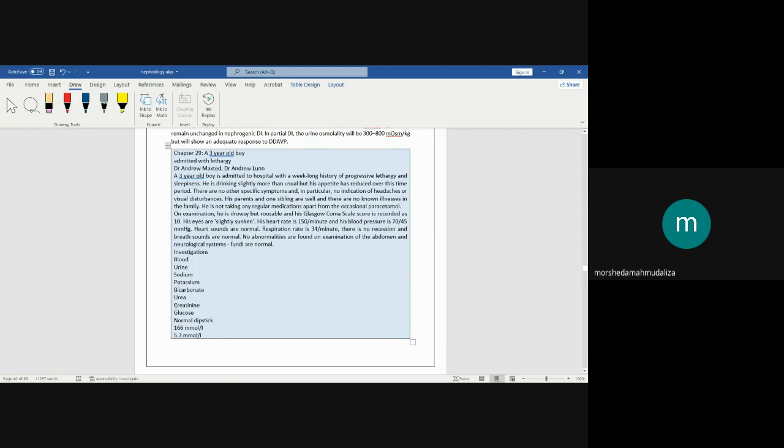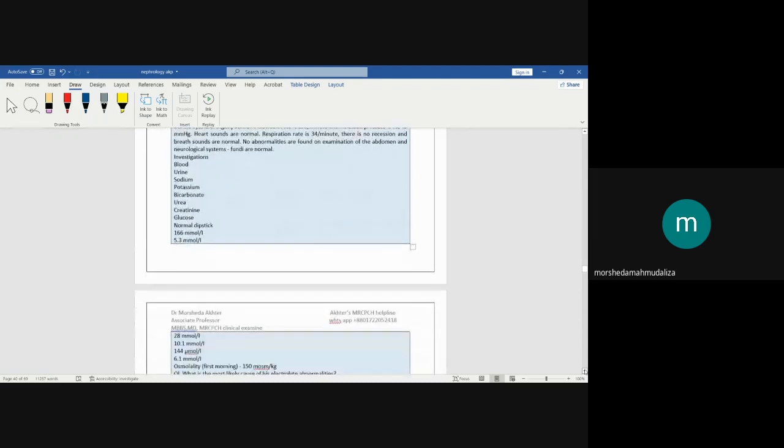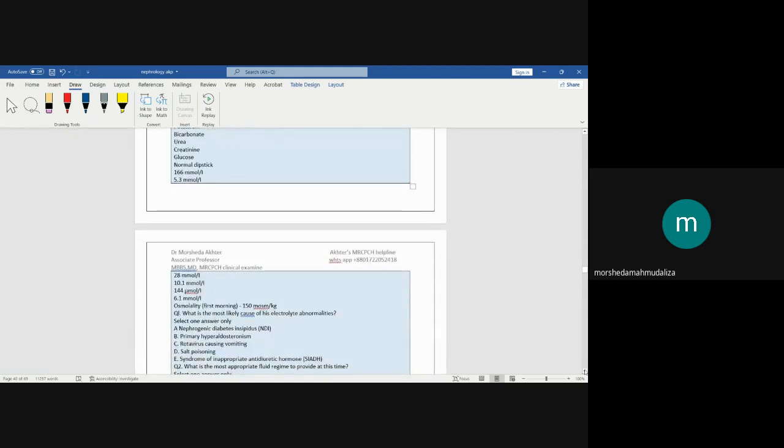Investigations: blood and urine sodium, potassium, bicarbonate. Sodium is very high, you see. Potassium is 5.3, and up to 5.5 is normal, so it is normal. Bicarbonate is 28, and 20 up to 26 is normal, so slightly high. Glucose and creatinine should be shown side by side, otherwise it is difficult to understand. Glucose is normal, creatinine 144, I think normal. Urinary osmolality is very low.